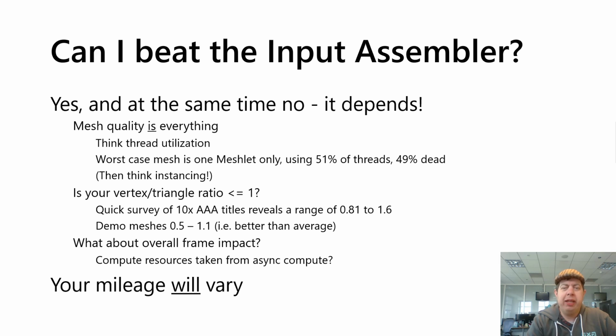Quick survey of AAA games, we're somewhere around that ballpark, 0.8 to 1.6. The demo meshes that accompany this talk are better than average. And the other consideration, of course, is what is the impact on overall frame time if you're using async compute and you're tying up compute resources with mesh shaders.